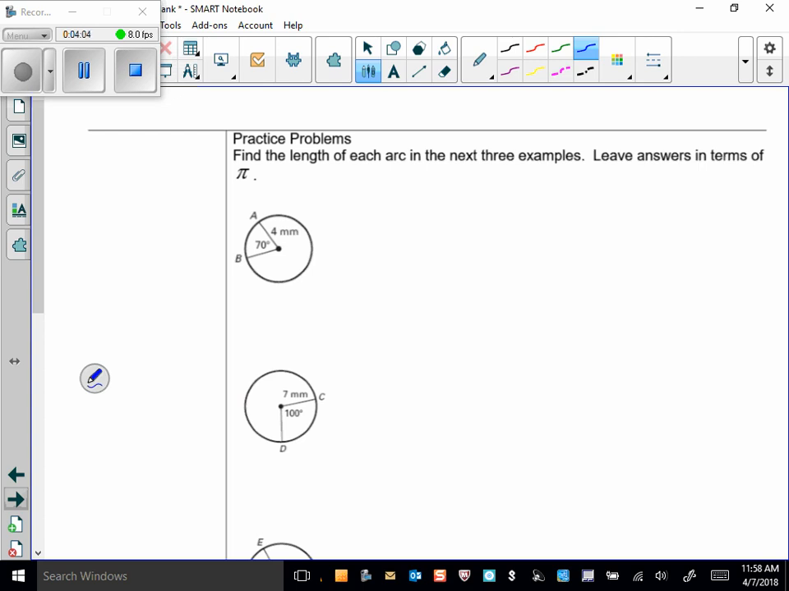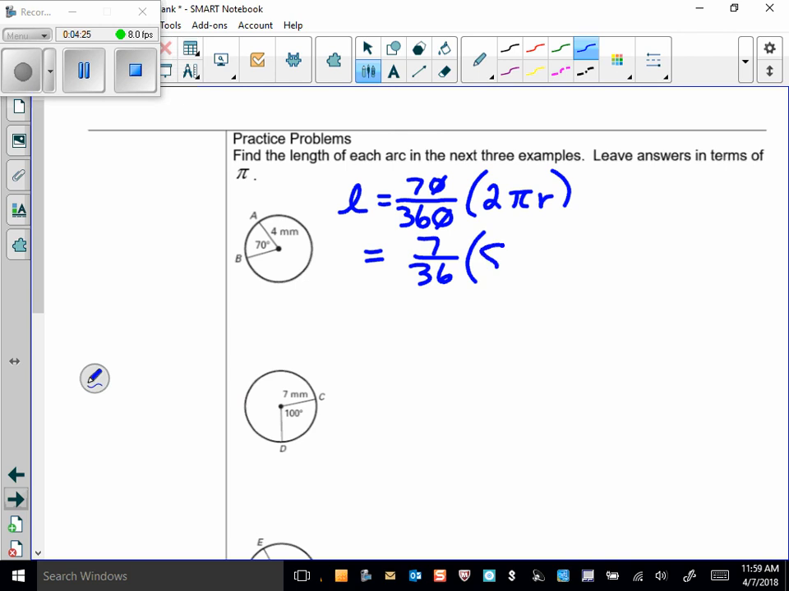Okay, well, we know that the length is the fraction, which is going to be 70 degrees over 360 degrees, times the circumference, which is 2 pi r. So 7/36, I'm going to simplify that. And the radius is 4, so that's going to be 8 pi. And when I simplify, let's see, 4 goes into that 9, 4 goes into that 2. So I'm going to end up with 14 pi over 9 millimeters. Okay, simple as that.